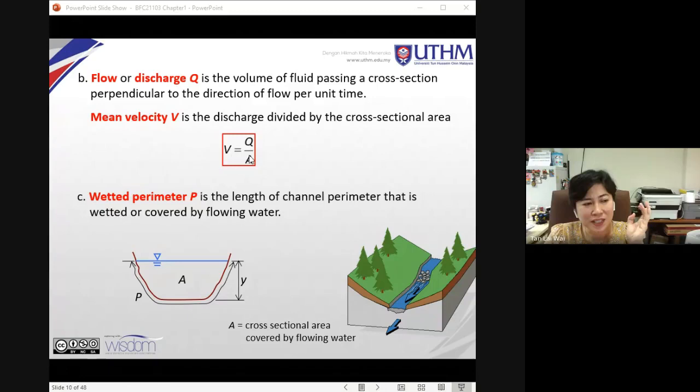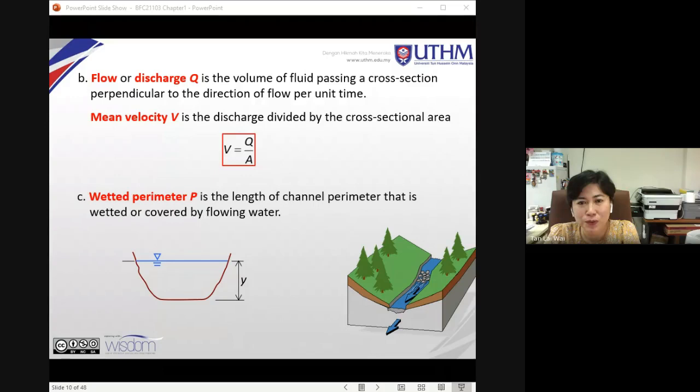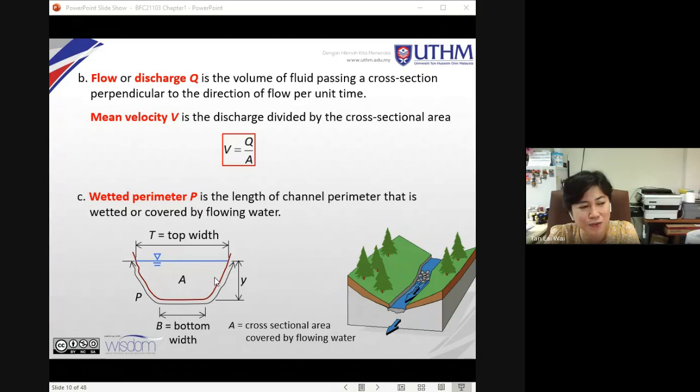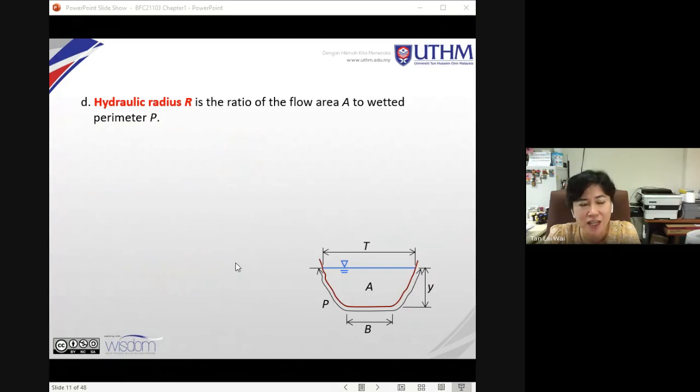Okay. Wetted perimeter is the length of channel perimeter that is wetted or covered by flowing water. When I say wetted or covered by flowing water, that means the boundary of the channel that is being touched by this water here, that is your wetted perimeter. The term is wetted, that means the perimeter that is being wetted by the flowing water. So A is the cross-sectional area covered by flowing water. So for example, we have this diagram here, and B is the bottom width lah. I think I explained this the second time also. T is the top width, right? Hydraulic radius is the ratio of flow area to wetted perimeter.